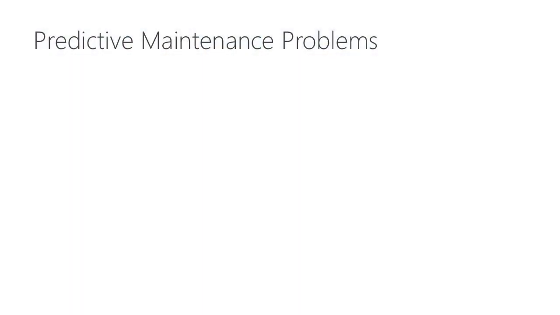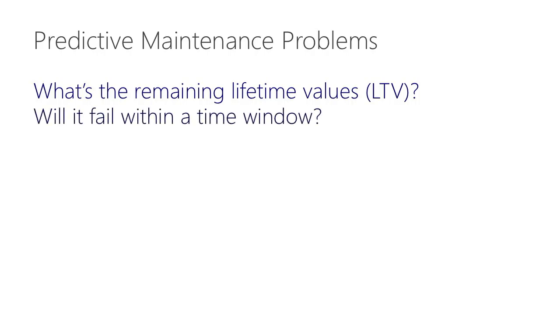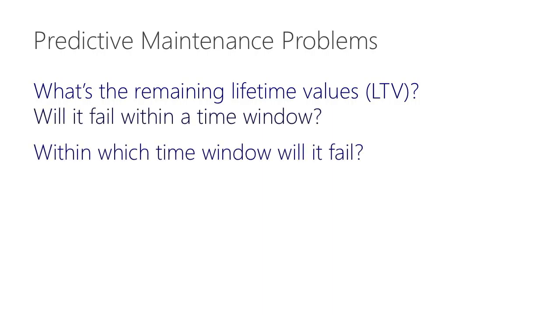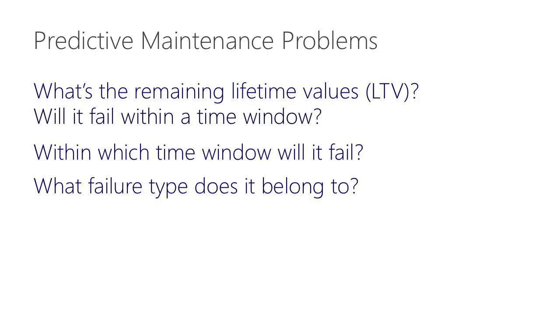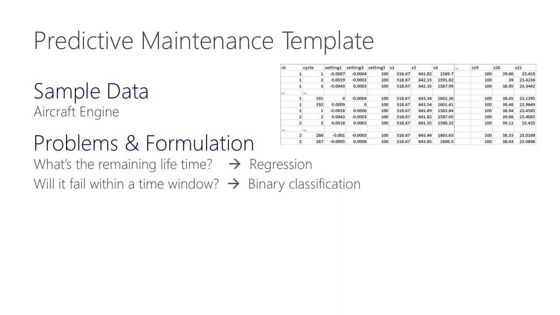There are several typical predictive maintenance scenarios. The first question to ask is, what's the remaining lifetime value? Will it fall within a time window? Within which window will it fail? What failure type does it belong to? Today, we're going to use this aircraft engine data to showcase three problems. What is the remaining lifetime of the aircraft engine? Will it fail within a time window? Which time window will it fail?